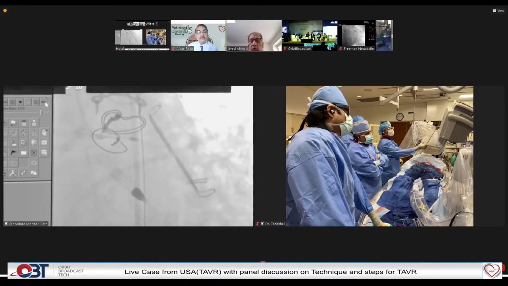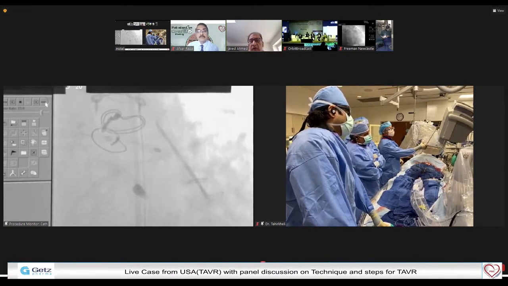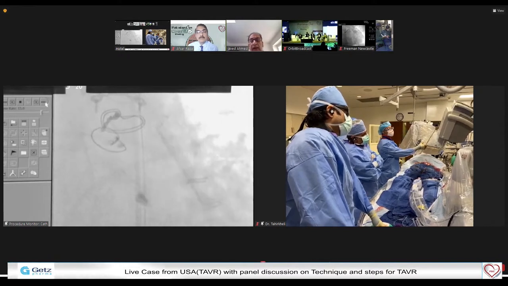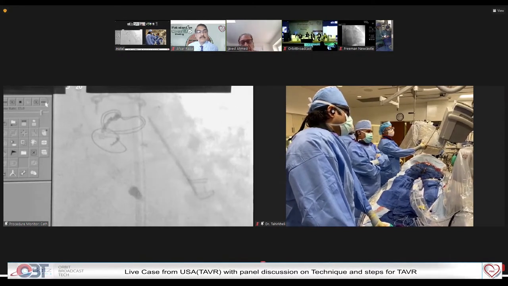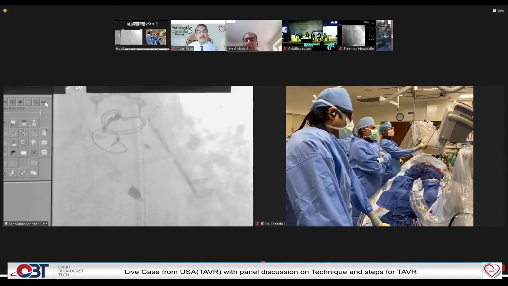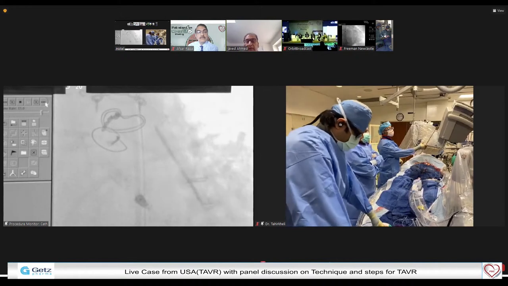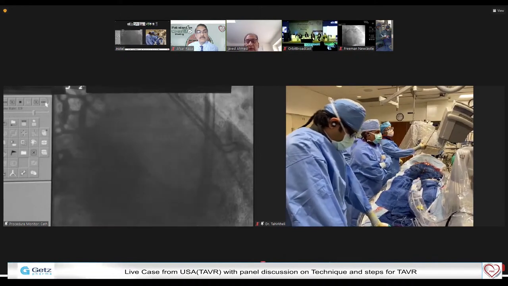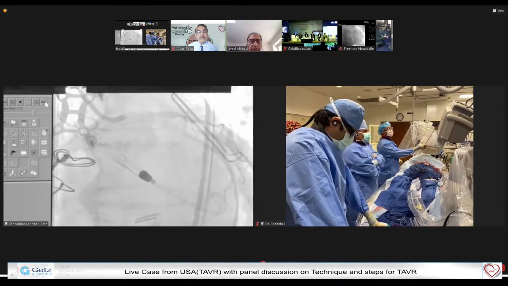But it's a good strategy if you want to go through a lesion which is uncrossable with a balloon. But here you did absolutely the right thing using a bigger rotablator burr, 1.75. And I think an upfront strategy like that is very feasible and very useful.